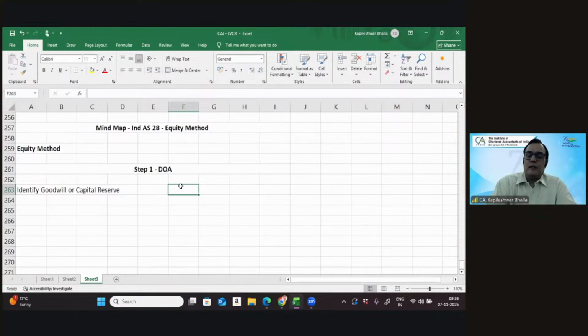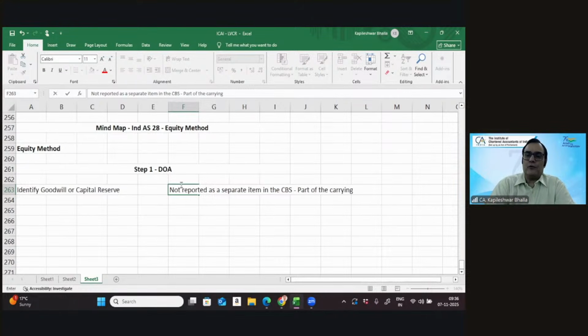So this goodwill is not reported as a separate item. It is not reported as a separate item in the consolidated balance sheet, but it is a part of the carrying value of the investment. It is a part of the carrying value of the investment in this particular case.